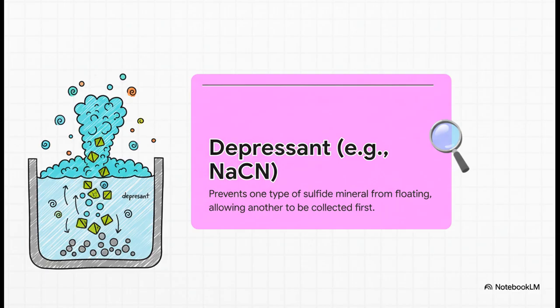We can add a chemical like sodium cyanide, and it basically tells our hero, Zinky the Sulfide, "Hey, you just hang back for a minute." This stops him from attaching to a bubble, which lets us rescue the lead sulfide first. So cool, right? It's how we can separate multiple good guys from each other.